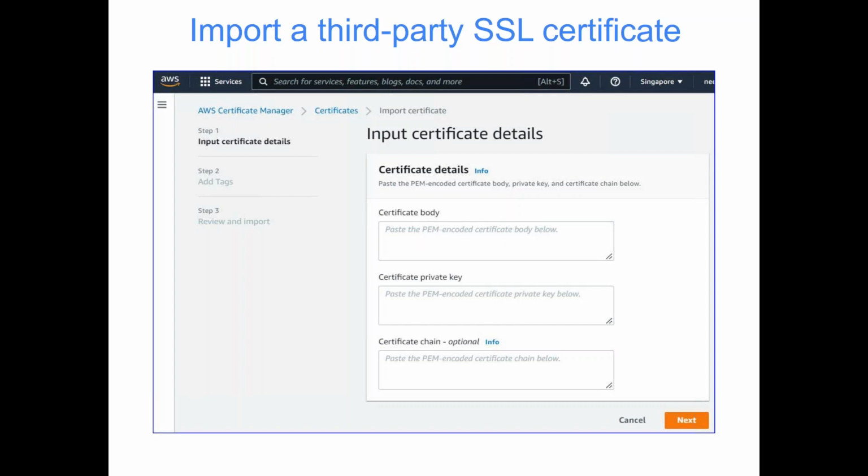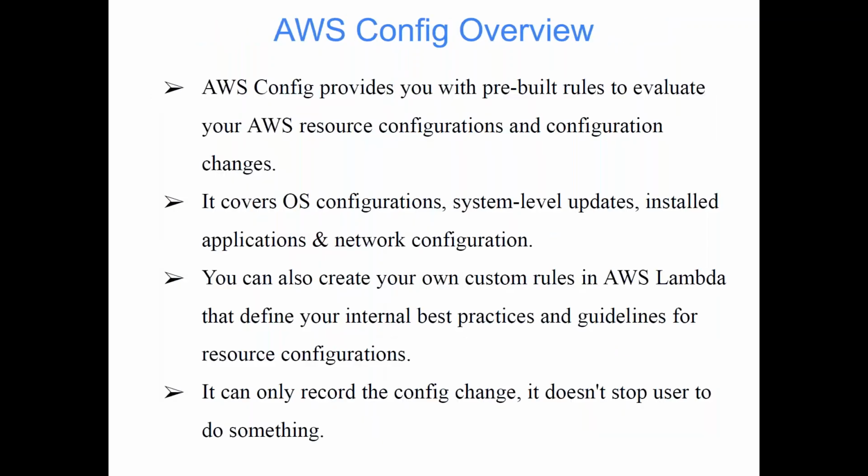Let's move to the next topic, that is AWS Config. As the name indicates, it is mainly for managing the configuration of your AWS services. AWS Config provides you pre-built rules to evaluate your AWS resources' configuration and configuration changes. Let me make this line simple.